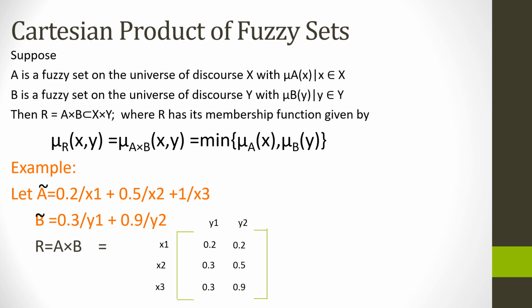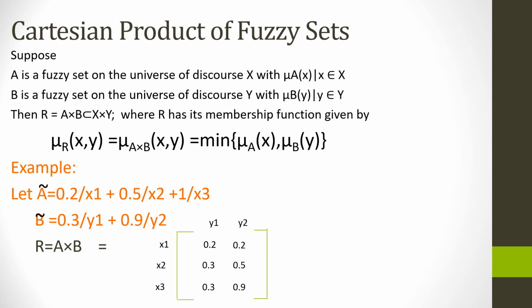Let us see how to calculate the Cartesian product of fuzzy sets. Suppose there are two fuzzy sets, A and B. A is a fuzzy set on the universe of discourse X with membership function A of x, such that small x belongs to capital X, and B is a fuzzy set on the universe of discourse Y with membership function B of y, such that small y belongs to capital Y.